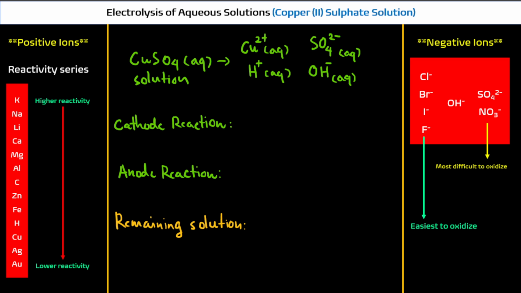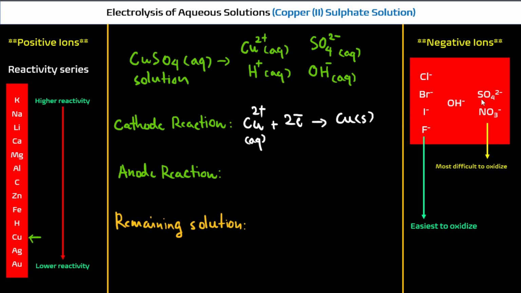Since copper is lower than hydrogen in the reactivity series, copper is going to get deposited at the cathode. So it will be Cu2+ aqueous plus 2 electrons giving us copper solid as our deposit. For the anode reaction, this is quite important.